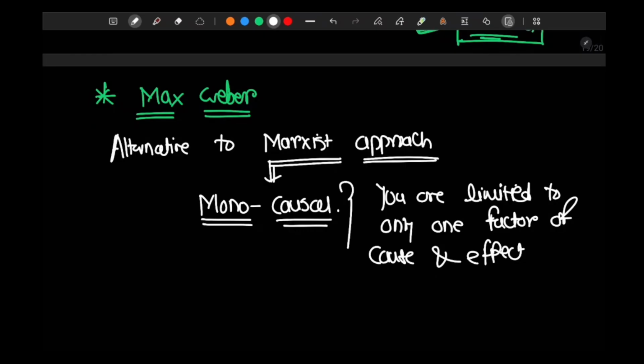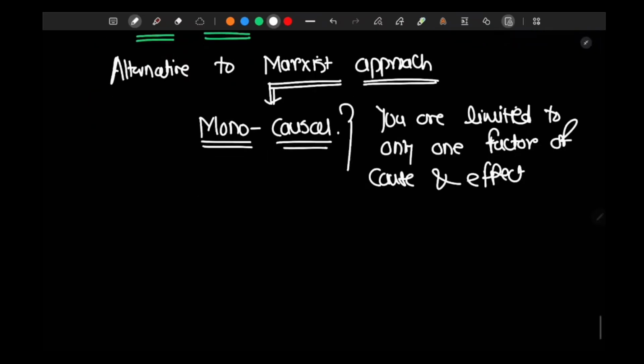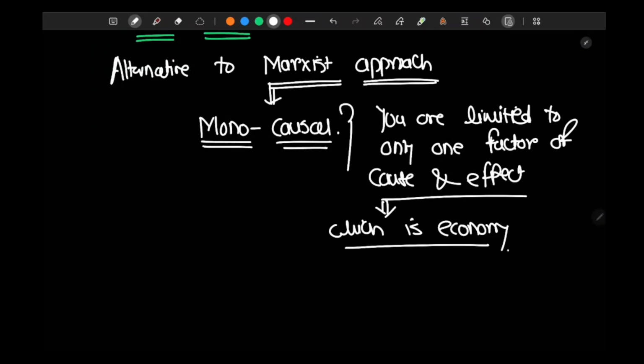He says that there is only one factor on the basis of which history moves and socio-economic phenomena move, and that is economy. So he is very much monocausal. He is very much limited to one factor of cause and effect, which is economy.